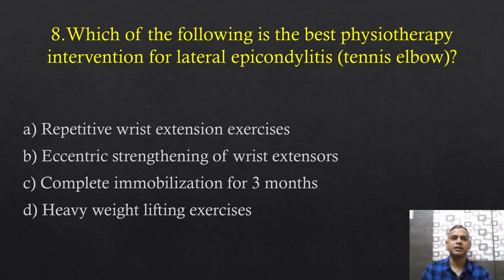Number 8. Which of the following is the best physiotherapy intervention for lateral epicondylitis, tennis elbow? A. Repetitive wrist extension exercises, B. Eccentric strengthening of wrist extensors, C. Complete immobilization for 3 months, D. Heavy weight lifting exercises. So the answer is eccentric strengthening of wrist extensors.